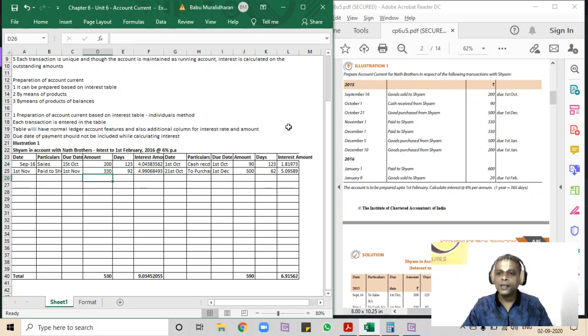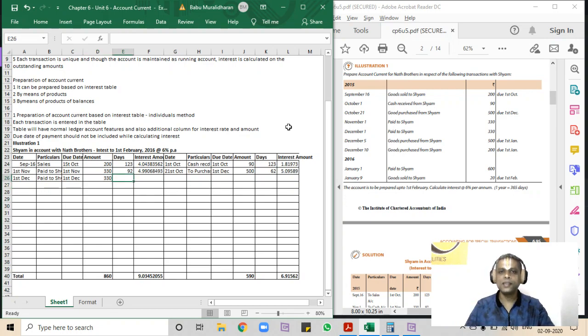Next one, paid to Shyam 330 rupees again, on 1st December. Again there is another payment on 1st December, 330 rupees. You can see here the amount purchased is only 500 rupees, whereas Shyam has paid two amounts of 330 rupees each. Because no invoice reference has been given and it is a running account, the interest has to be calculated from the date of payment till the date of interest is calculated.